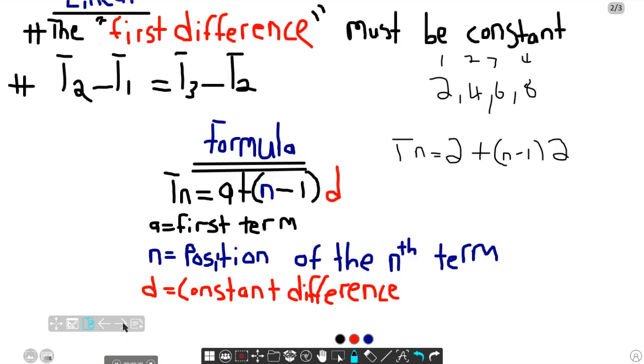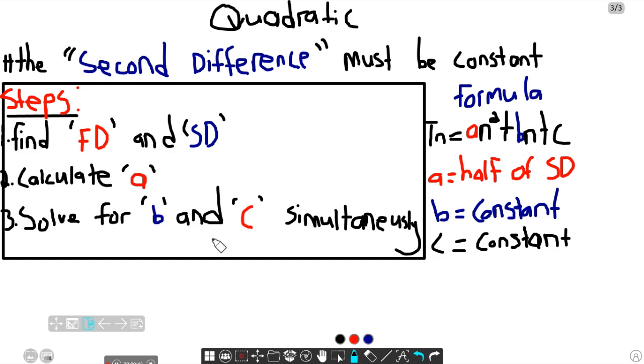Now, you're going to go back, right? Now, under the quadratic number patterns, these are the important things that you need to understand. If you master these things, you know you're gonna fly. Okay, now under quadratic, guys, the second difference must be constant. And under quadratic number patterns, the second difference must be constant.